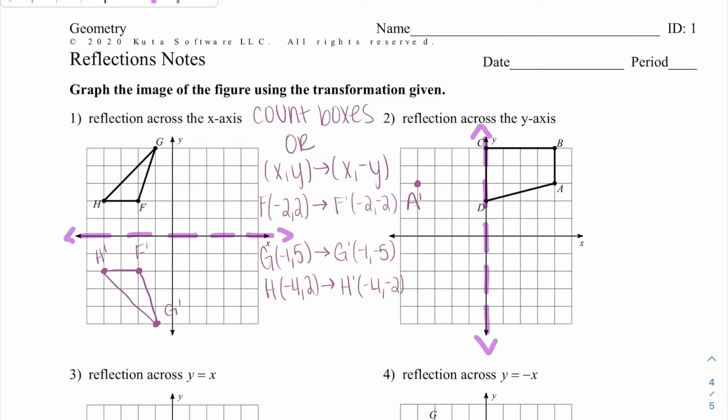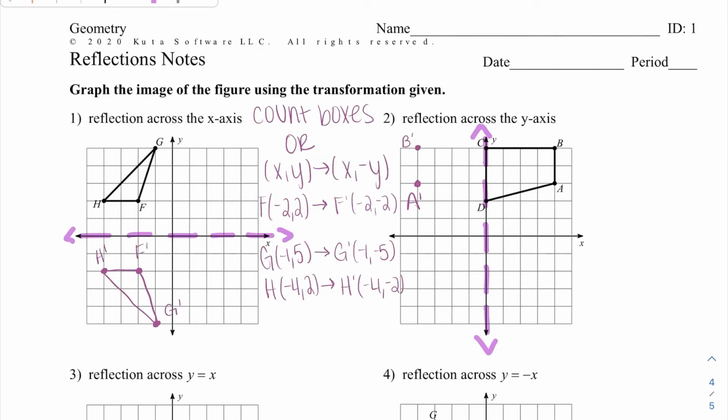Repeat this for point B. From point B to the line is 1, 2, 3, 4 units to the left. So you'll go on the other side of the line in the same direction, 4 units to the left, 1, 2, 3, 4. This gives us our new point B, B prime.